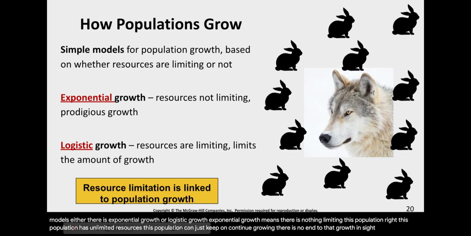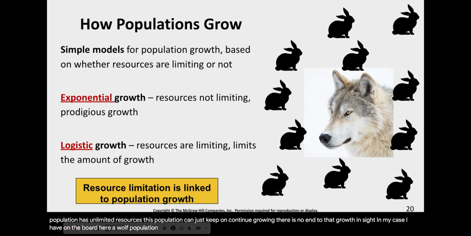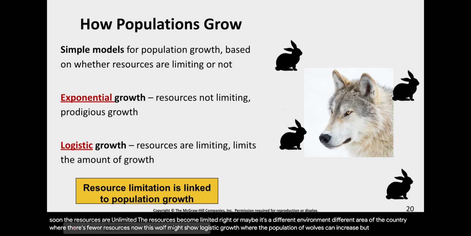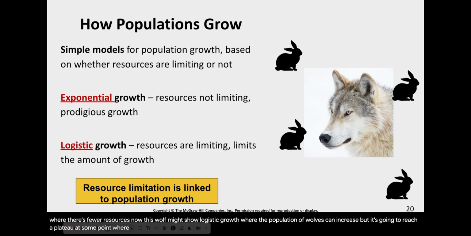In my case, I have on the board here a wolf population. There are ample prey in the area. There's a lot of rabbits. It's not going to go hungry anytime soon. The resources are unlimited. But maybe the resources become limited, or maybe it's a different environment, a different area of the country where there are fewer resources. Now this wolf might show logistic growth, where the population of wolves can increase, but it's going to reach a plateau at some point where it stops increasing. It reaches a point where the resources are limiting.